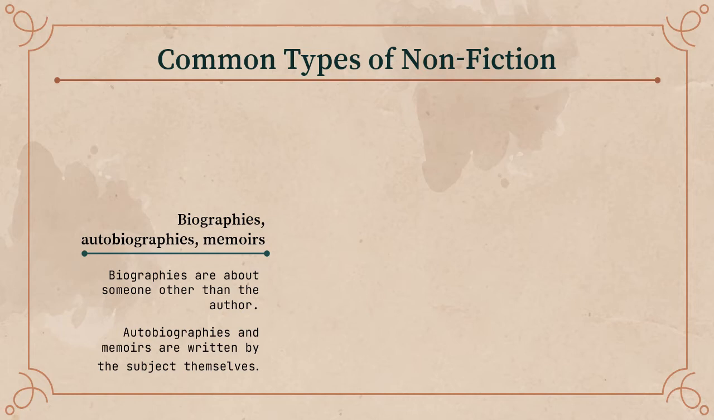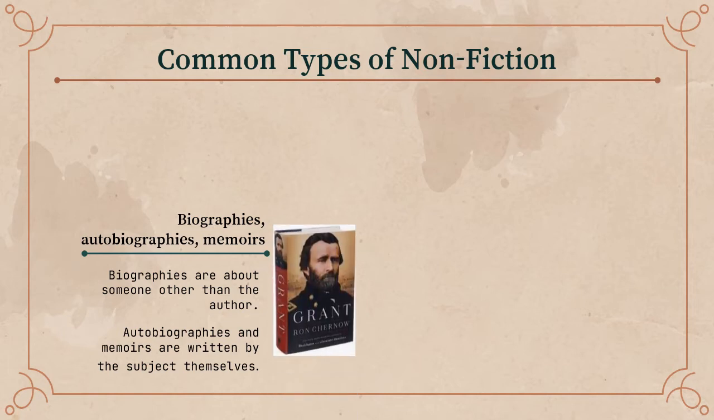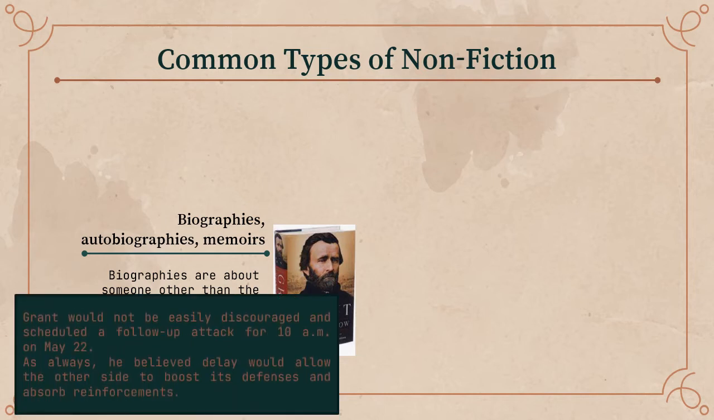Biographies may profile subjects both living and dead. In biography, the writer is trying to teach or document something that happened in real life, and they use conversational prose to do this. Here I have an example. This is an example from Ron Chernow's biography on Ulysses S. Grant. We see an example of this kind of prose here.